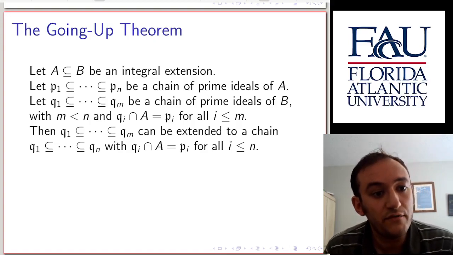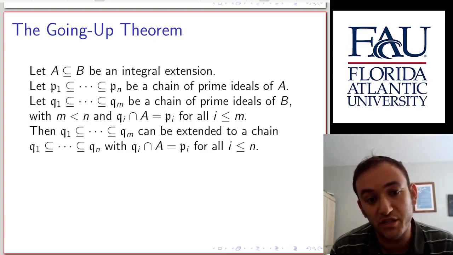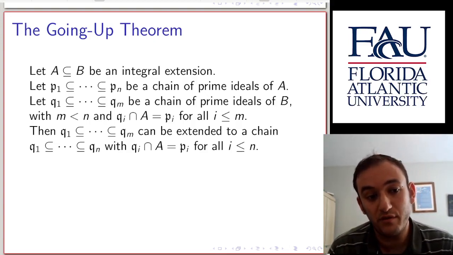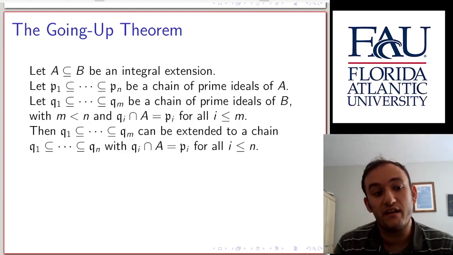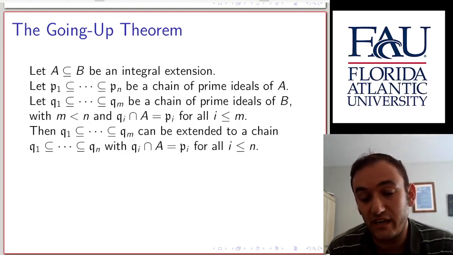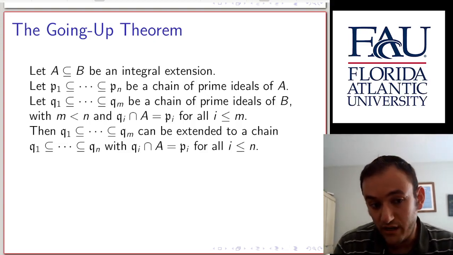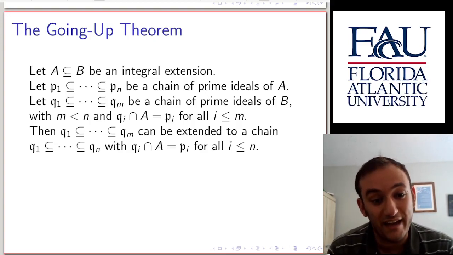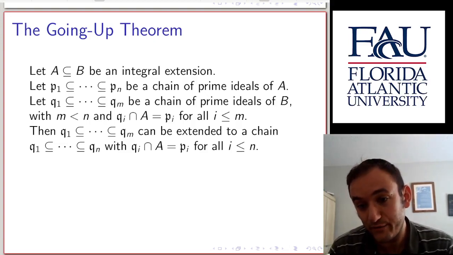If you let A in B be an integral extension, and let P1 through Pn be a chain of prime ideals of A, and let Q1 through Qm be a chain of prime ideals of B with m less than n, so we have a shorter chain in B, and Qi intersect A equals Pi for all i less than or equal to m, then Q1 through Qm can be extended to a chain Q1 through Qn with Qi intersect A equals Pi for all i less than or equal to n.